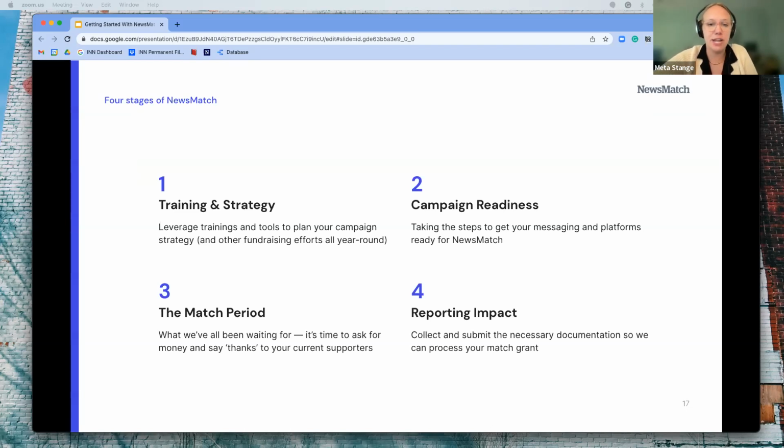And finally, in January, after you have taken a deep breath, we'll be in the reporting and impact phase, which is where we collect information from you and you submit your campaign results to the Miami Foundation in order to verify your match. This is the component of the program that helps NewsMatch as a whole evaluate the impact of the campaign.